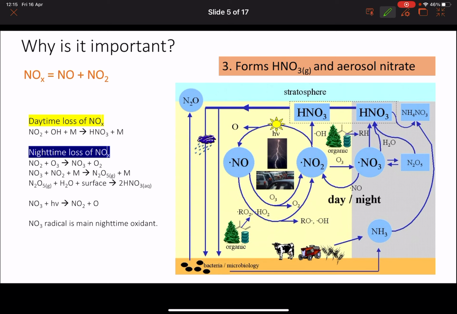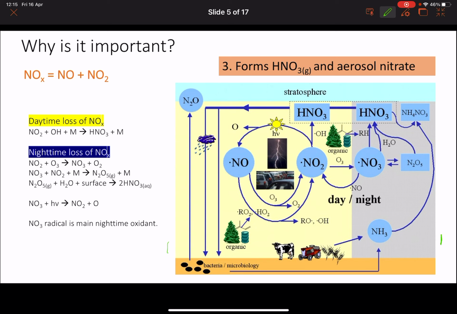This sort of cartoon schematic here shows the daytime, where the yellow background is on this side here, and then the nighttime is where this sort of dark gray background is. And I think this is quite nice because it shows in a cartoon way the cycling of NO and NO2 with ozone and light, and then the loss processes of NOx.